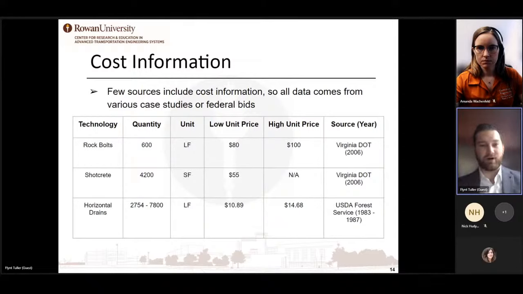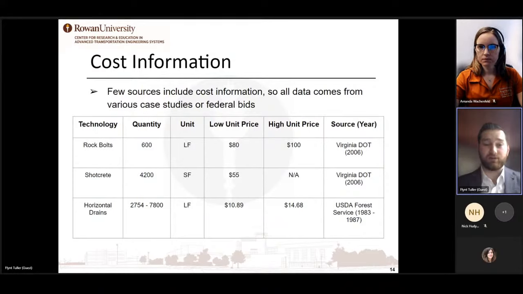So for the first one, our rock bolts, we have a source from the Virginia DOT in 2006, where they utilized 600 linear feet of rock bolts in their project. We have a low unit price of $80 per linear foot, a high unit price of $100 per linear foot, so there's a bit of variation there. That same Virginia DOT utilized Shotcrete as well. They used 4,200 square feet of Shotcrete in this project, and that was just one solid unit price throughout, which was $55 per square foot in that project.